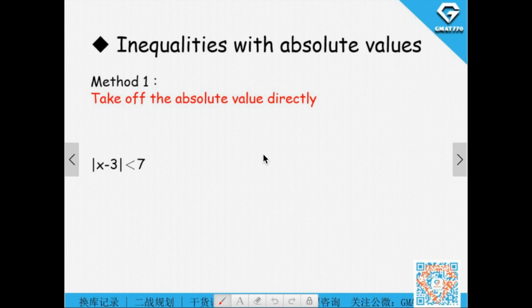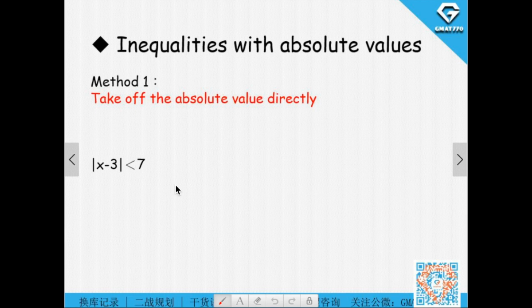Actually, you have different kinds of methods to solve these kinds of questions, inequalities with absolute values. The first method is you can just take off the absolute value mark directly. But please remember, if you want to use this method, you have to discuss whether the part within the absolute value mark is positive or negative. So let's use a simple example to explain how it works.